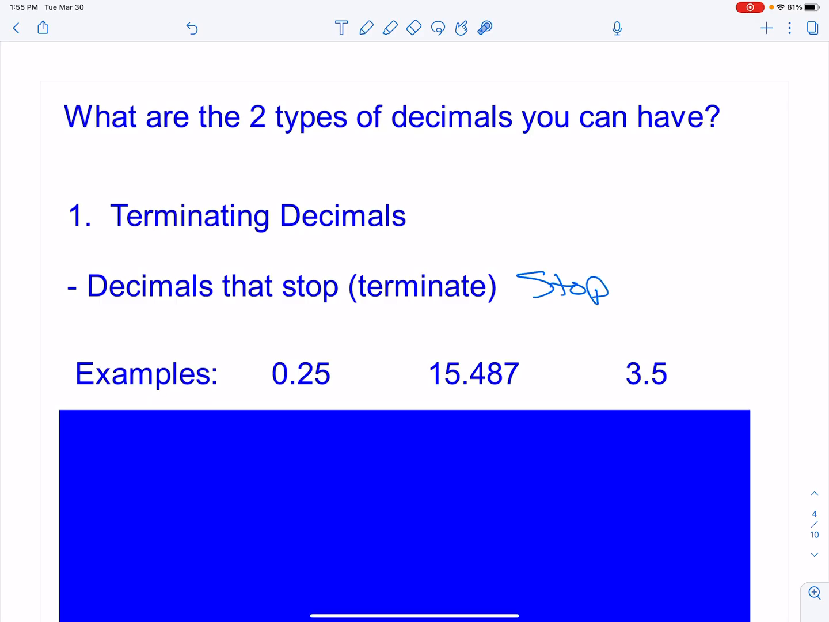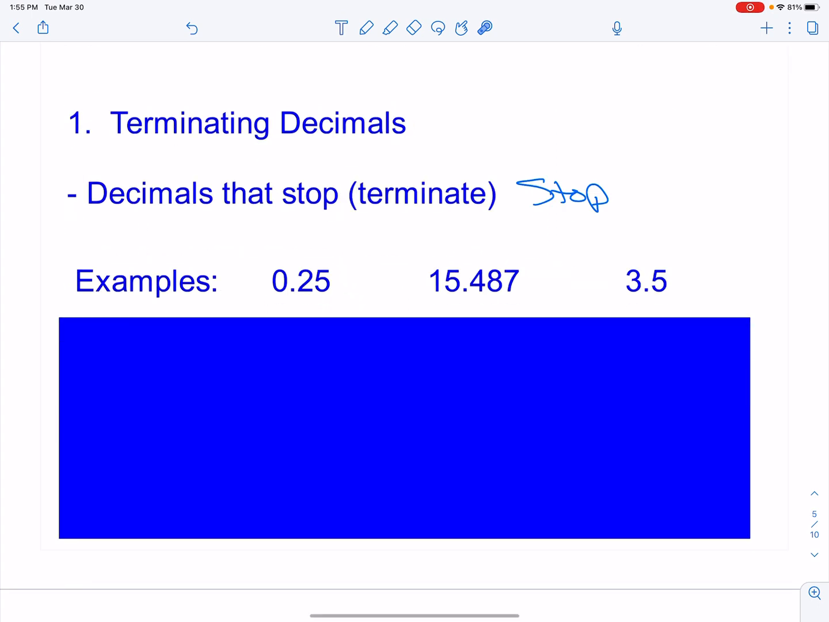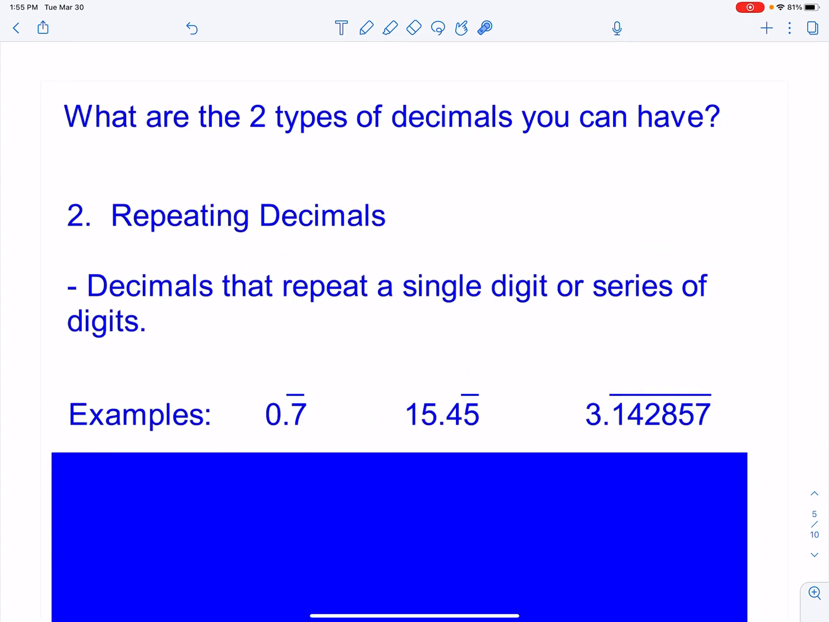Okay, so with that in mind then, what's the other type of decimal that we could have? Well, we could have repeating decimals. Now, a repeating decimal is going to repeat a single digit or series of digits. The way we represent it is with a bar over the particular thing that's going to repeat. So in this first example, we've got 0.7 with a bar on the 7. So on the calculator, what you would get then is 0.77777, and you just keep going. Now, on most calculators, when you actually do that, it's going to give you 0.777777778, and there's going to be an 8 at the end of that.